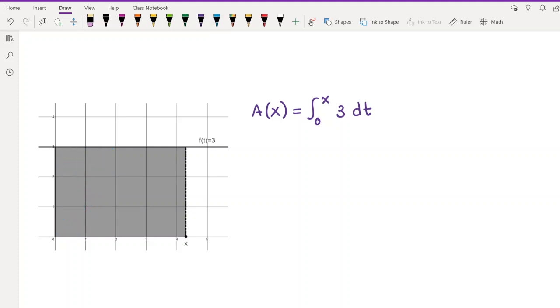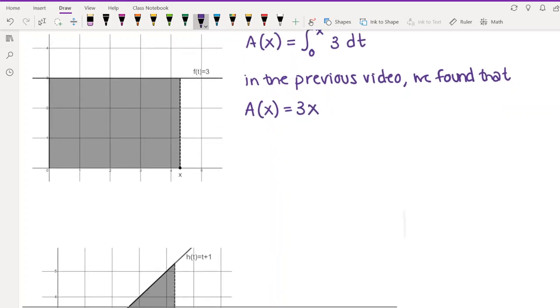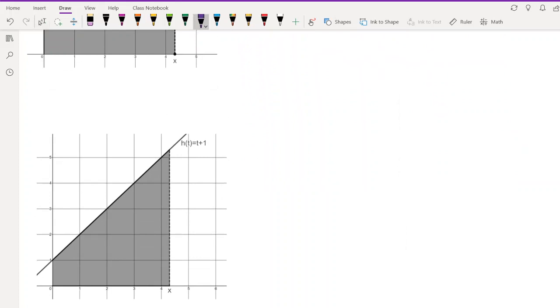So we saw that in the previous video, we could come up with a general formula for A of x. Using geometry, using the fact that the shape is a rectangle, we found that we could express the area function as just A of x is equal to 3 times x. Then we did another example, an area function where we were now doing the integral of t plus 1.